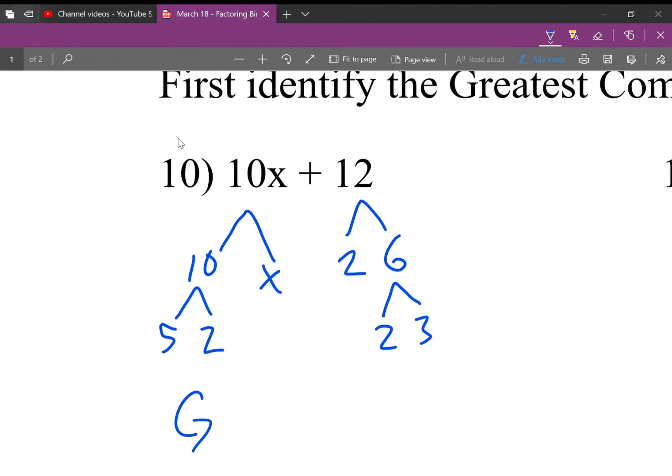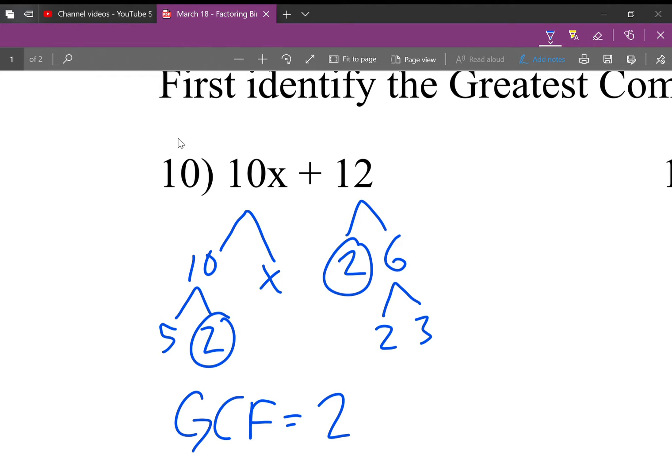Now, the greatest common factor in this case, we see that the only thing that's common is a 2. And that is it. They both have a 2. 12 does not have a 5 as a factor, and 10 does not have another 2 or 3. So that's it. This is what makes it a little different.